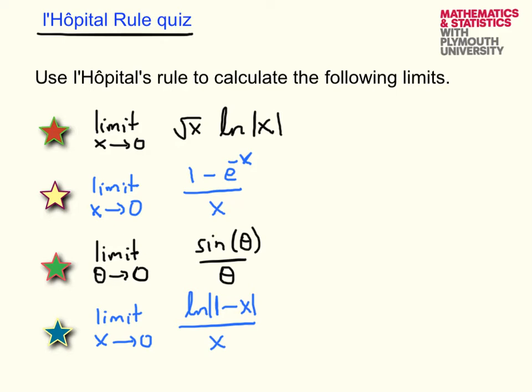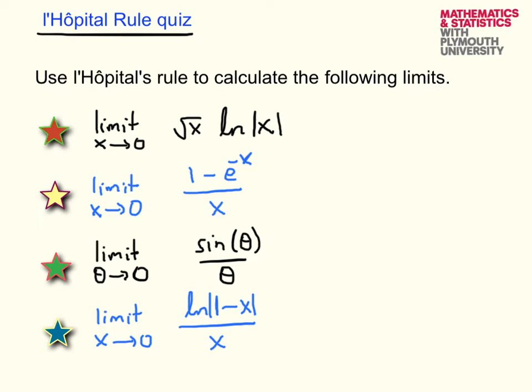So this podcast is designed to give you practice using L'Hopital's rule to calculate various limits. There are 4 questions here, and what I would suggest you do is that you write them down, try to solve them using pen and paper, and then after you've given them a good go, you can come back and look at the solutions and see if you've got them right. So I suggest you write them down and then pause and come back in a minute.